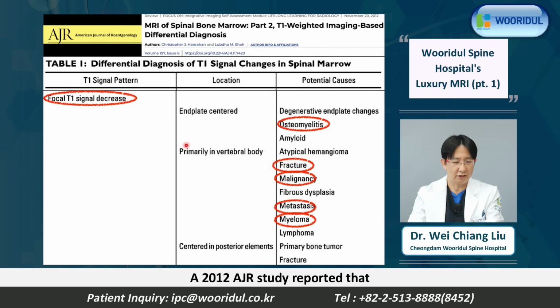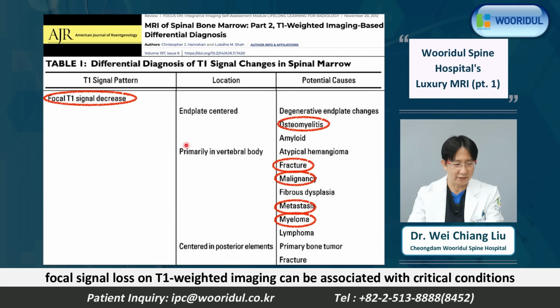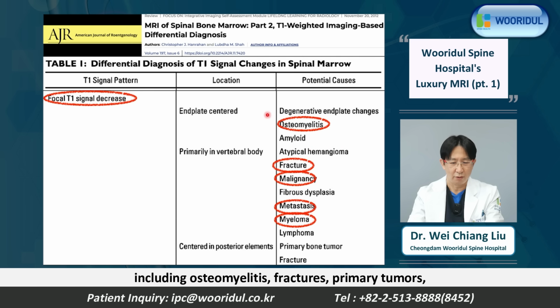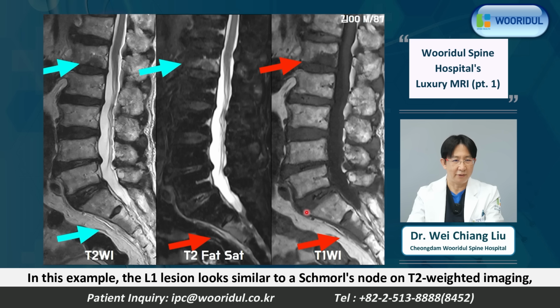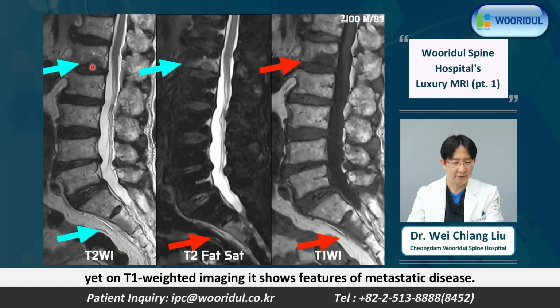A 2012 AJR study reported that focal signal loss on T1 weighted imaging can be associated with critical conditions, including osteomyelitis, fractures, primary tumors, metastatic lesions, and hematologic malignancies. In this example, the lone lesion looks similar to a Schmorl's node on T2 weighted imaging, yet on T1 weighted imaging it shows features of metastatic disease.